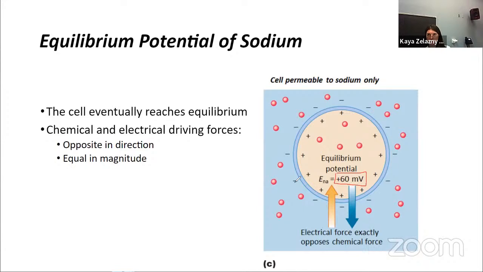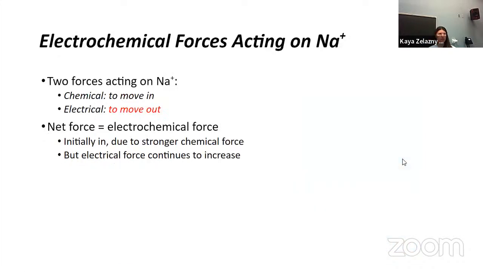We're actually not going to see our ions getting to their equilibrium potential in our cells. So this is only a sort of hypothetical situation. This is where it's trying to get to, though. So the chemical force on the sodium is to move in. The electrical force is to move out at the equilibrium potential, which is positive.